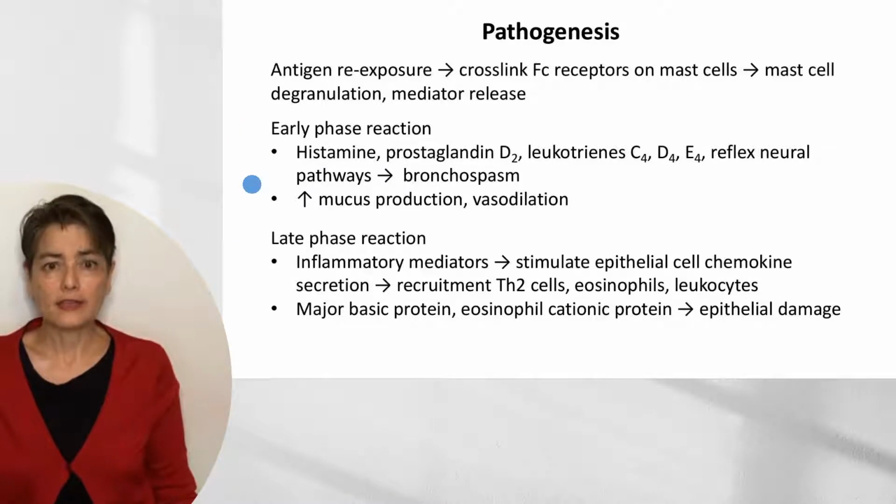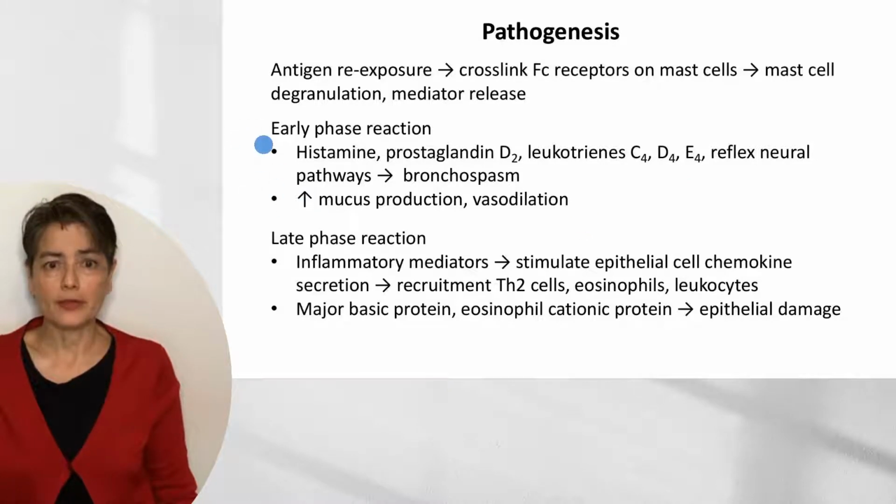The early phase is characterized by bronchospasm, increased mucus production, and vasodilation. And the mediators are histamine, prostaglandin D2, leukotriene C4, D4, and E4, as well as reflex neuropathways. That's going to lead to our bronchospasm. And if you're feeling a little bit lost in the soup of the mediators, remember there is a video on inflammatory mediators.